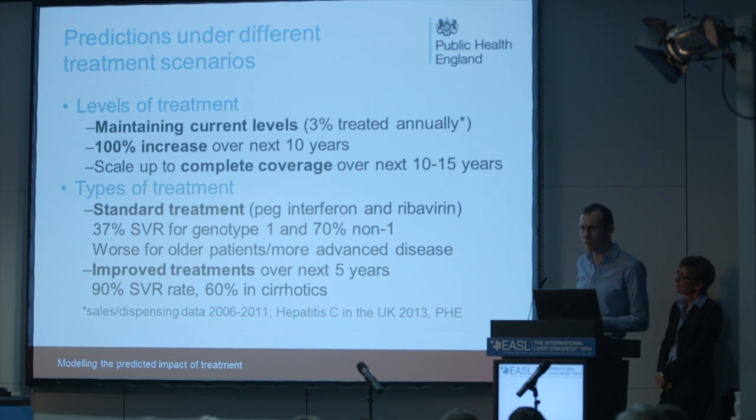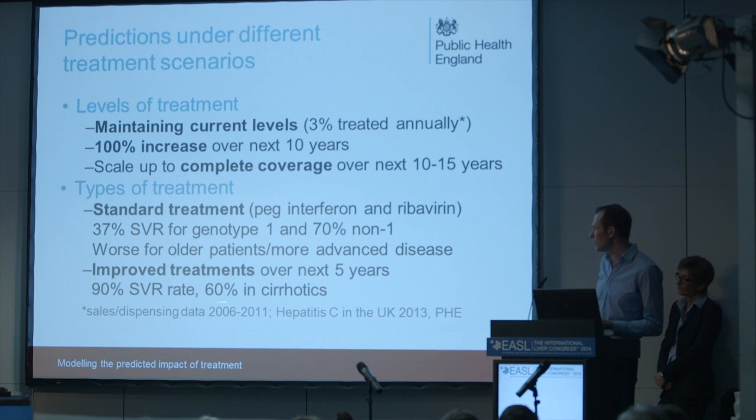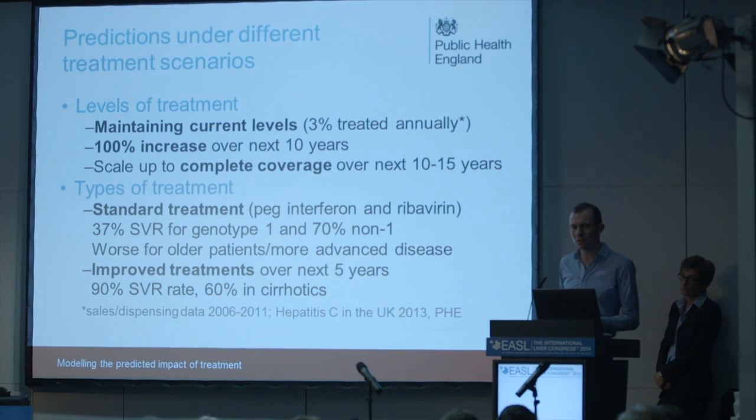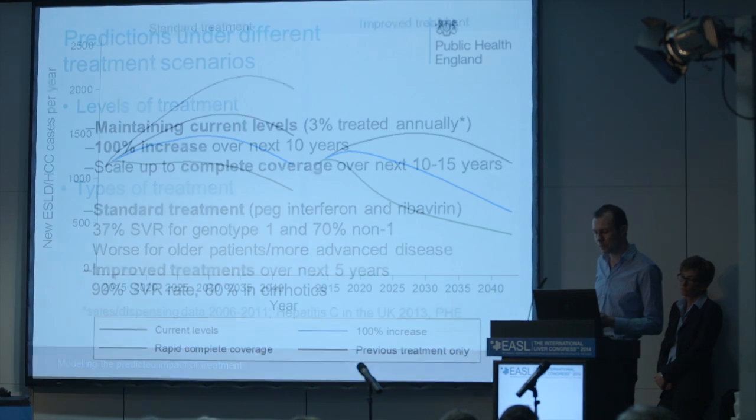And we also look at the likely improvement in SVR rates that are going to happen over the next 5 years, so 90% SVR rates. Although we're still a little bit cautious about the cirrhotics. It's not immediately obvious how good it will be for those. So we've been a bit cautious and gone for 60% rates.